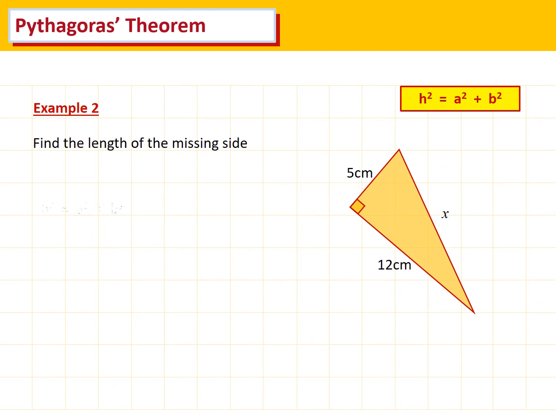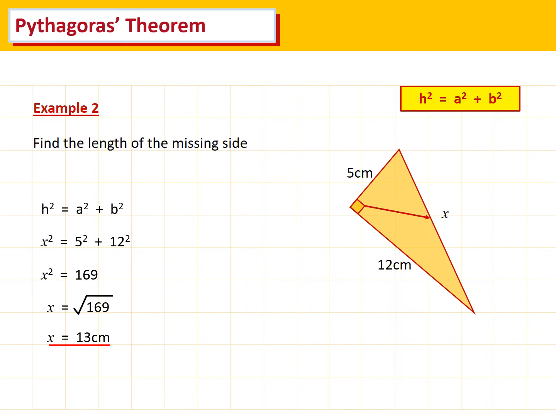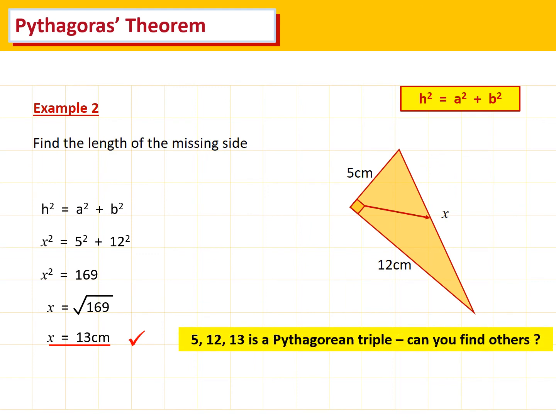In example 2, that's the theorem. Where's the hypotenuse? It's opposite the right angle, so it's x. x squared equals 5 squared plus 12 squared. 5 squared plus 12 squared is 169. We square root both sides, and we find that x is exactly 13. And in actual fact, 5, 12, 13 is called a Pythagorean triple, which is 3 whole numbers that fit Pythagoras' theorem. I'll leave it to you to answer the question there. Can you find any others?